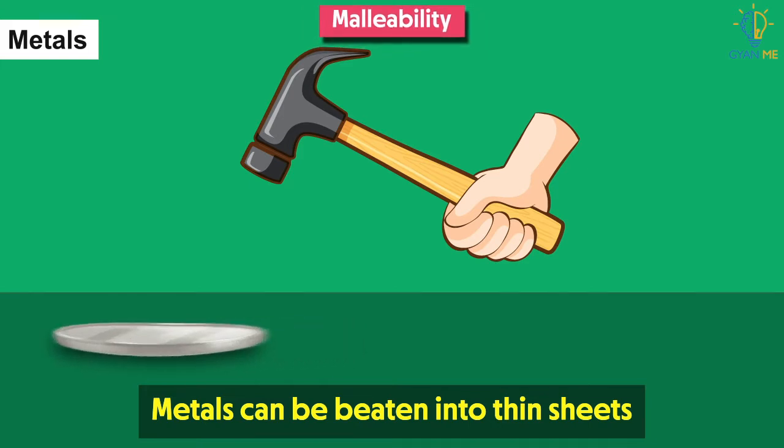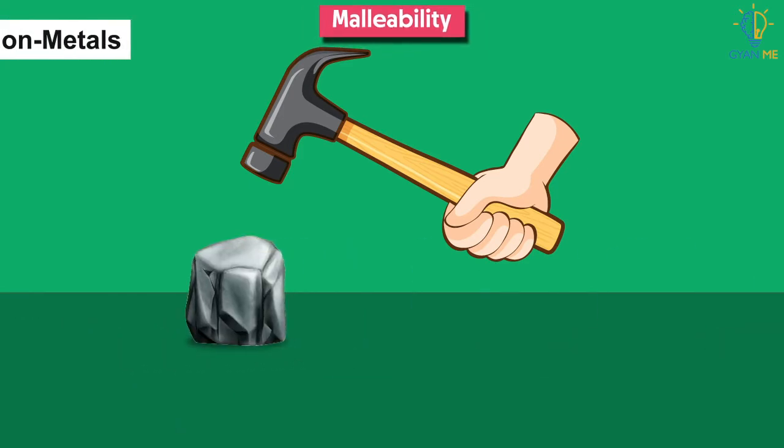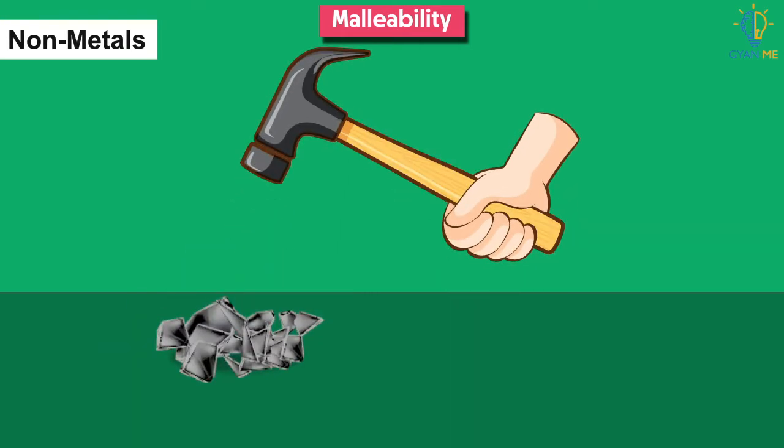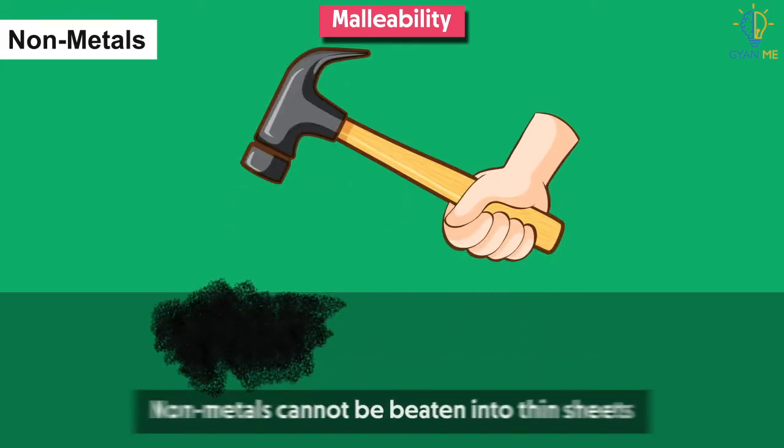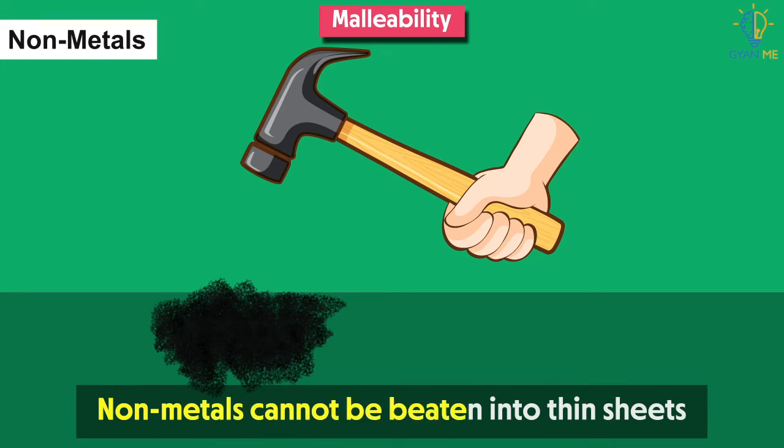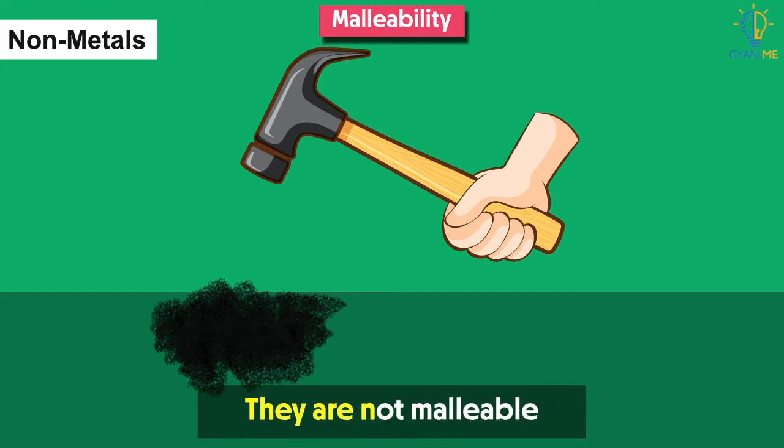Now let's try doing the same with a piece of graphite. What do you observe? Yes, you are right. While beating it, you'll observe that graphite either breaks into pieces or becomes powdery. This shows that non-metals cannot be beaten into sheets and hence they are not malleable.